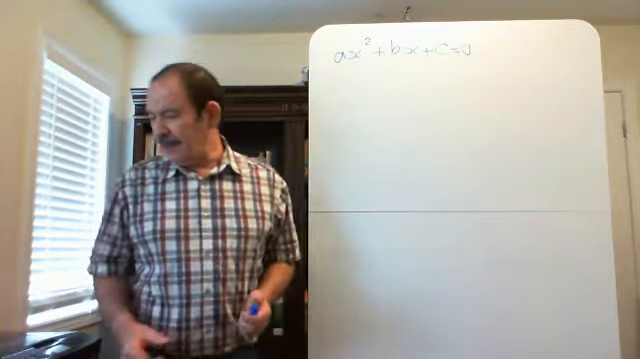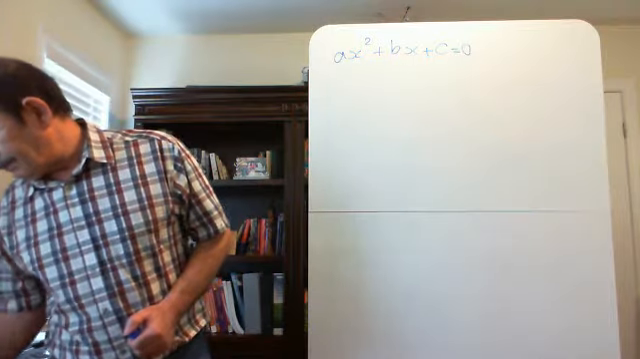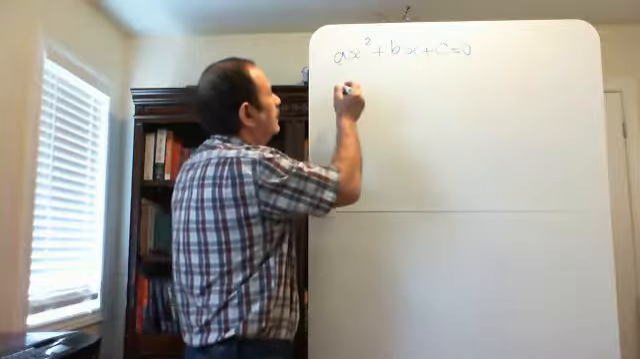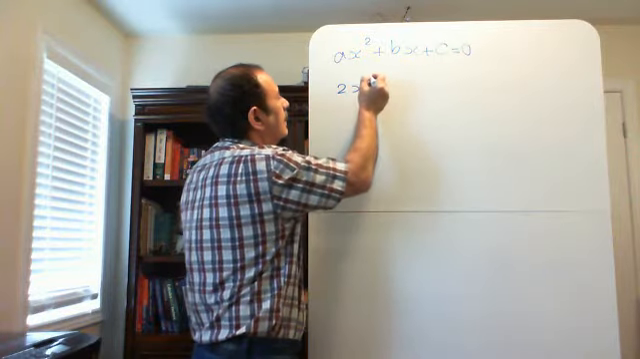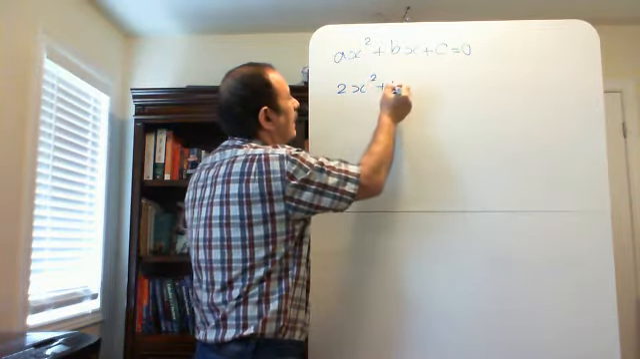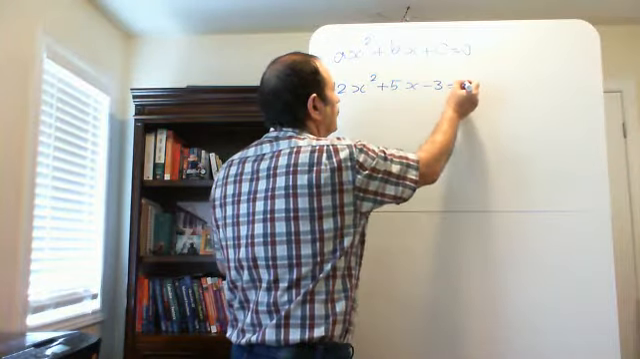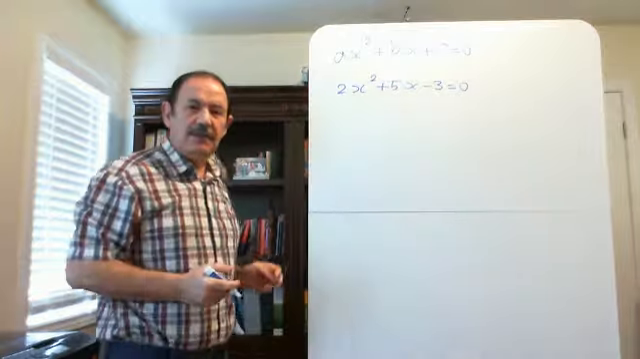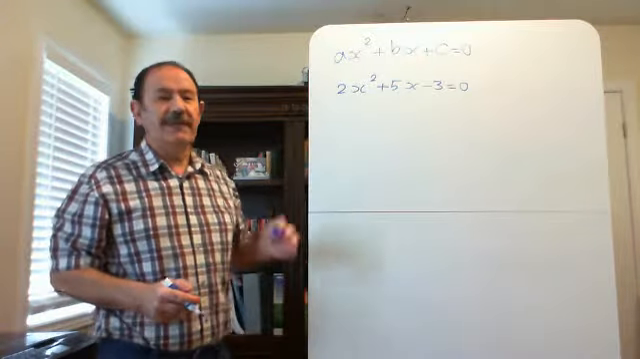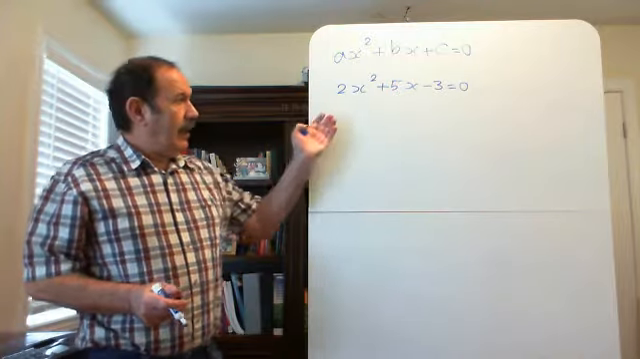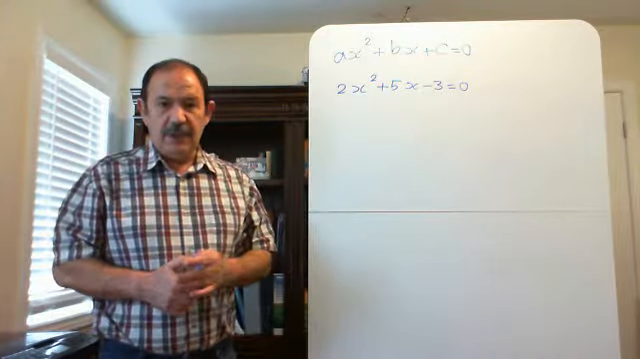As an example, let's say this quadratic equation: 2x squared plus 5x minus 3 equal to 0. This is a quadratic equation. All the quadratic equations, if we graph them, the graph is in parabola shape. We can solve the quadratic equation.